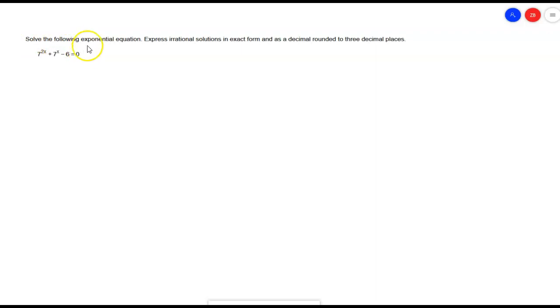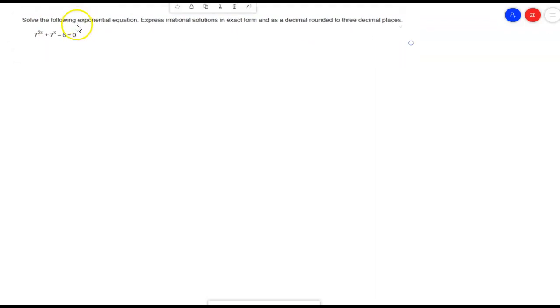It says solve the following exponential equation, express irrational solutions in exact form and as a decimal rounded to 3 decimal places. So here's the problem we have here. This is 7 raised to the 2x plus 7 raised to the x minus 6 is equal to 0.